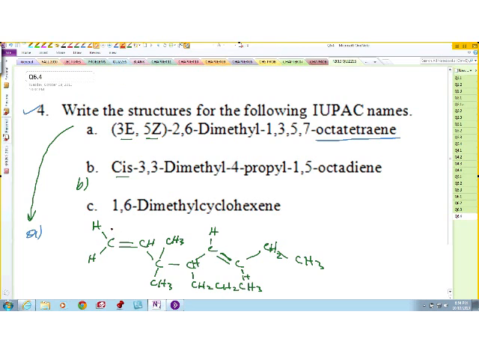Okay, let us number here: 1, 2, 3, 4, 5, 6, 7, and 8. Now, they say cis. What do we have here? For this to be cis, of course, we know we cannot have stereochemistry here. So the stereochemistry that we need must be here. Will this structure that I've drawn here be cis or trans? Trans. Therefore, you now have to switch it. To get the cis, I simply will take this out.